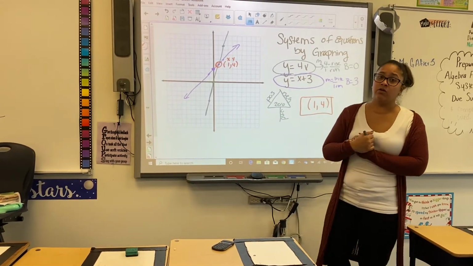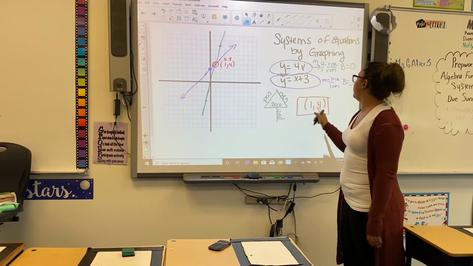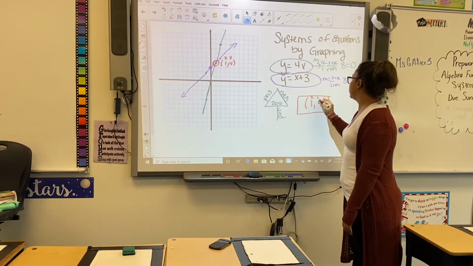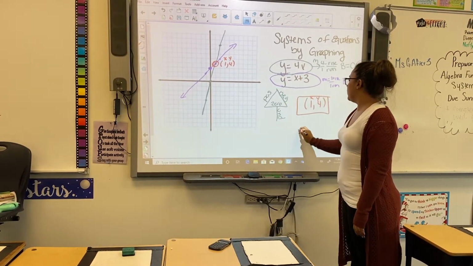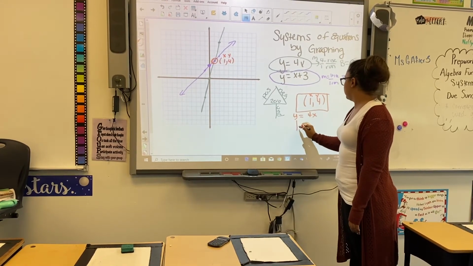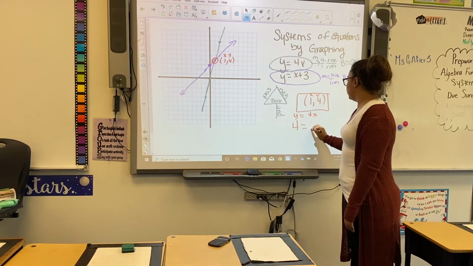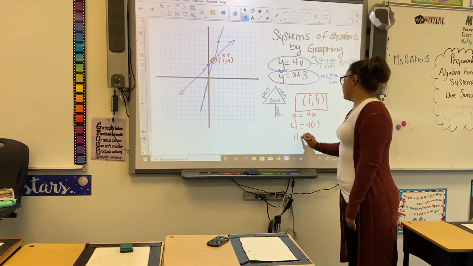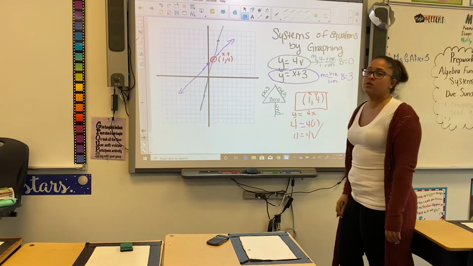That's your answer. And if you want to check it, you could always plug it in, right? This is x, this is y. So if we wanted to plug it in, we would say y equals 4x. 4 equals 4 times 1. Does 4 equal 4? It does, so we got the right answer.